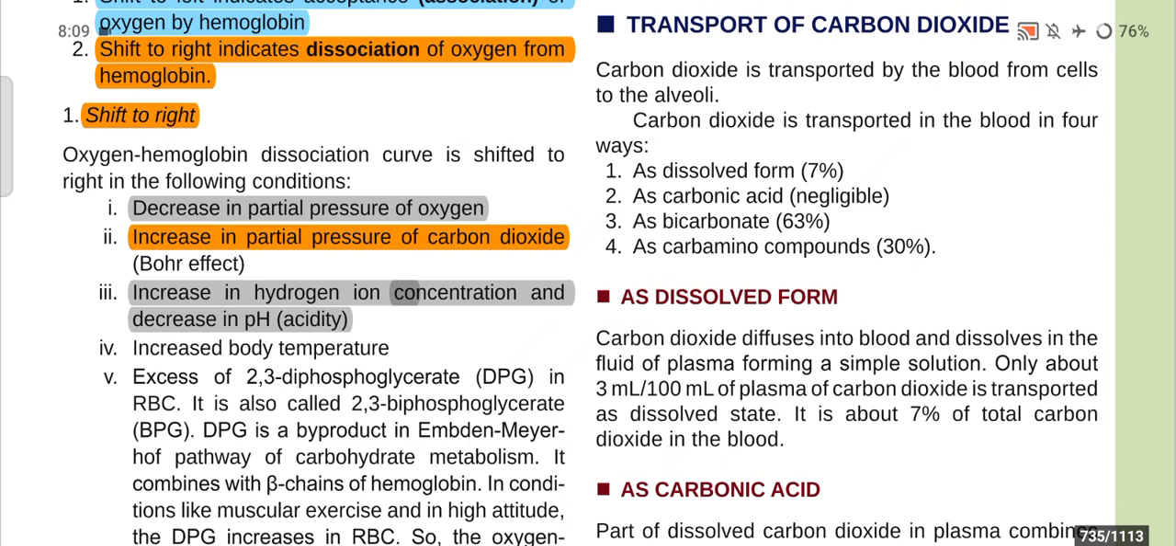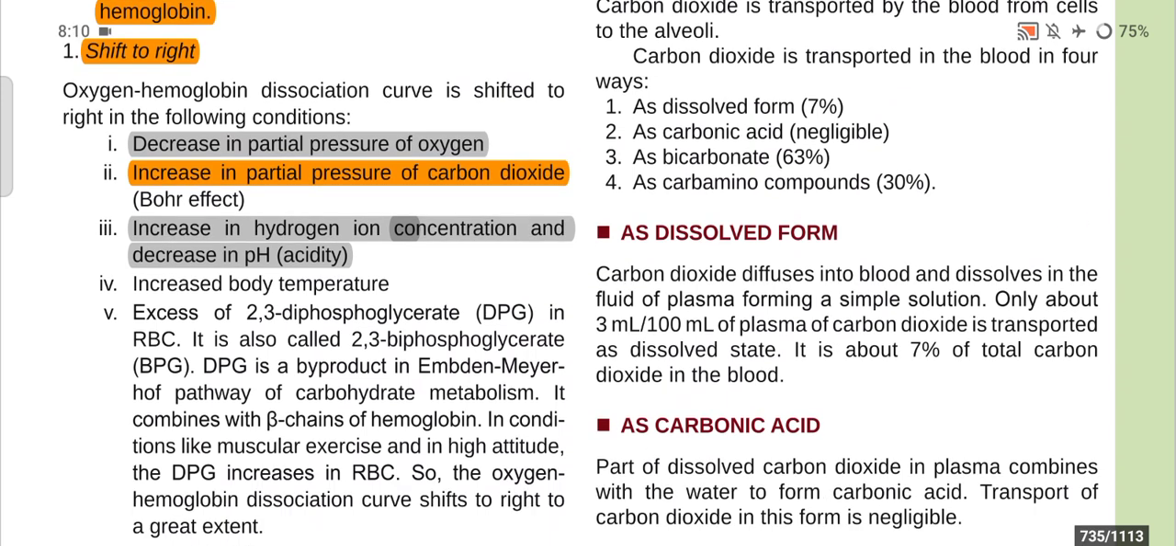Now first, as dissolved form, carbon dioxide diffuses into the blood and dissolves in the fluid of plasma, forming a simple solution. Only about 3 ml per 100 ml of plasma of carbon dioxide is transported as dissolved state, and it is about 7% of total carbon dioxide in the blood.